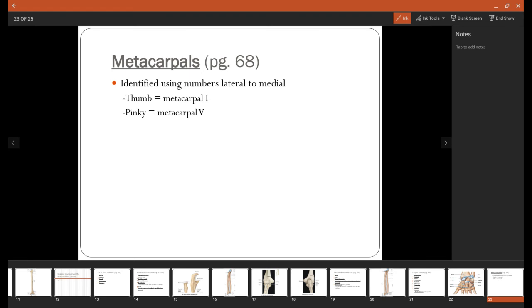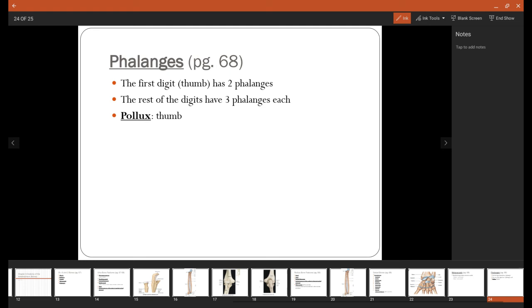We're also going to have metacarpals, which again, were just similar to metatarsals. And these are just going to be identified and numbered using Roman numerals going lateral to medial. So the thumb metacarpal will be metacarpal 1, and then the pinky metacarpal will be metacarpal 5. We also have phalanges on our hands, which can be the bones of our fingers. And so the thumb is called the pollex, and it's only going to have 2 phalanges, whereas the rest of the fingers have 3 phalanges. So the exact same setup that we saw in the foot.